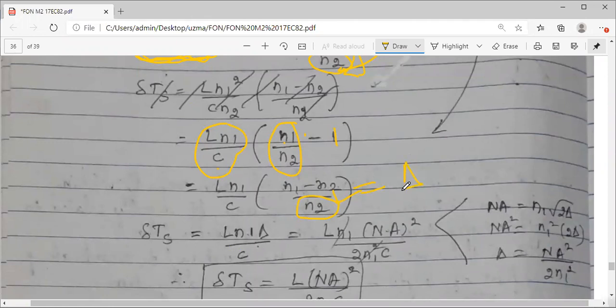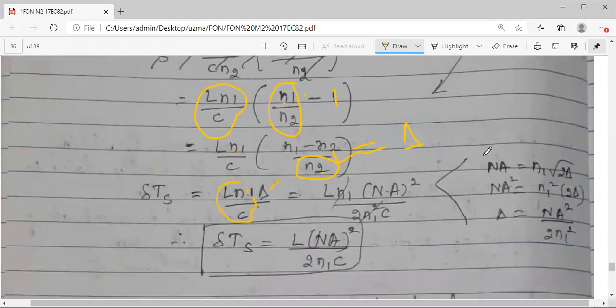is very, very small. The difference between the two refractive indexes is very small. Under that condition, I can replace N1 with N2 and this is nothing but delta. So L N1 by C into delta, or we have this relationship with delta and numerical aperture.